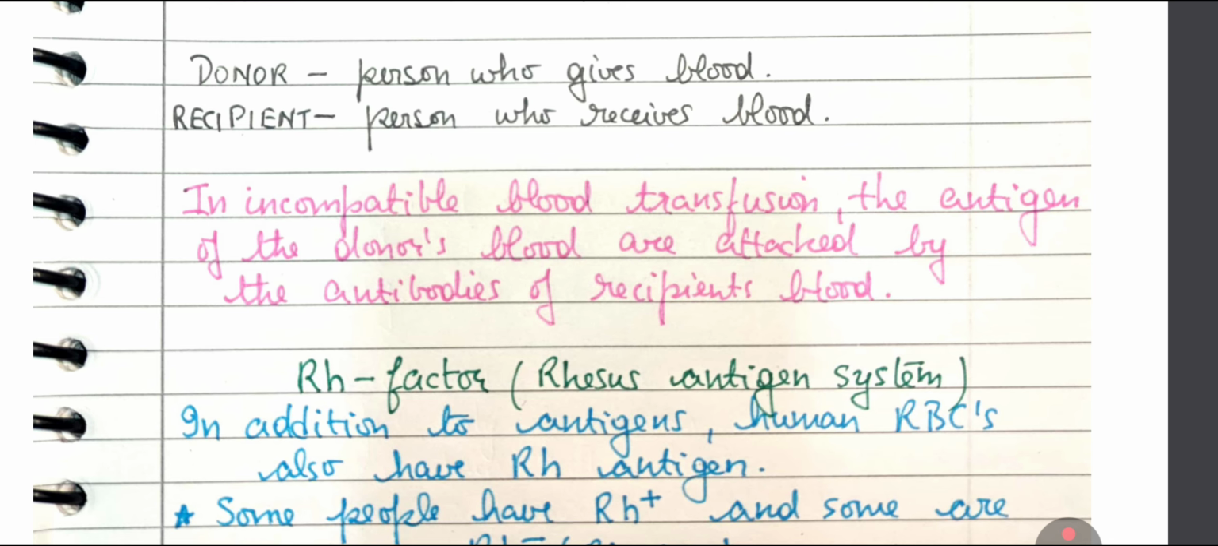In incompatible, that is, not compatible blood transfusion, the antigens of the donor's blood are attacked by the antibodies of the recipient's blood. Okay, so we have studied this before also, antigen and antibodies, that they react with each other if they are not similar.